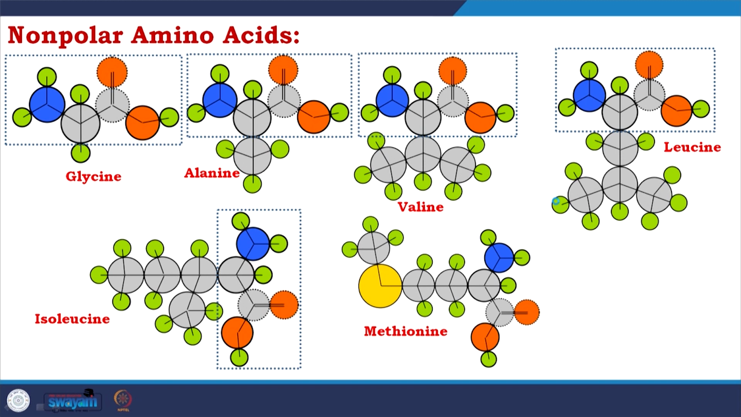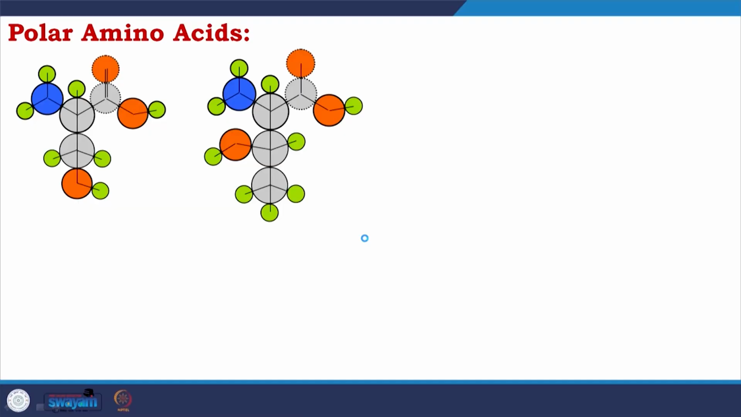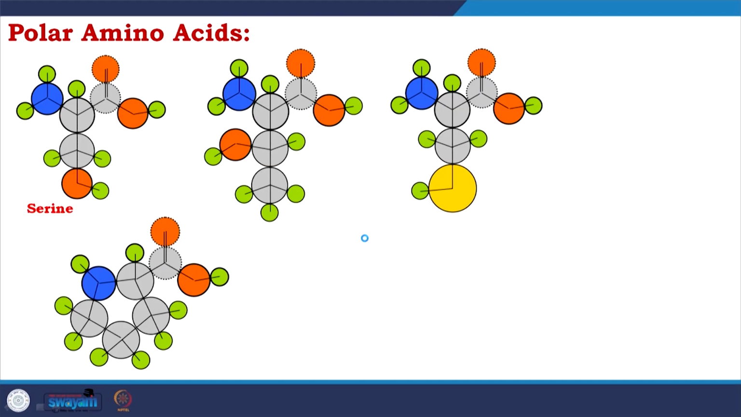In isoleucine you get CH CH3 CH2 CH3. In methionine you get CH2 CH2 S CH3. So now you see we are getting close to the structure, we are looking at the volume, because all the structures are now developed according to the apparent size. So we make the balls according to how they comparatively look. Same in polar amino acids, you see serine, you see threonine, you see cysteine, and you see proline.